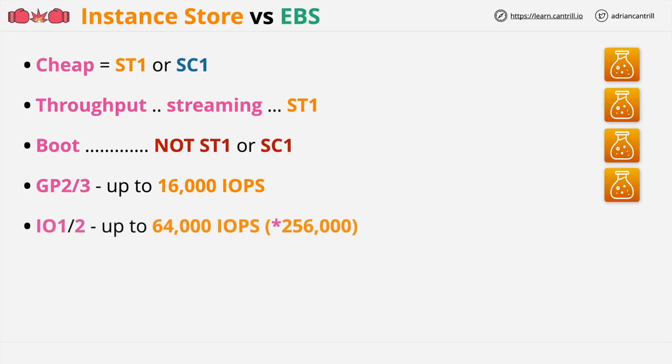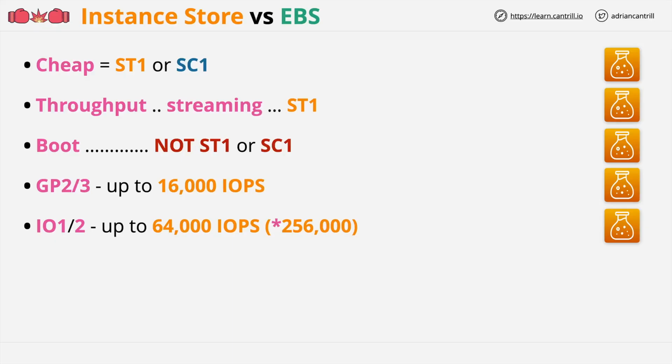Now, IO1 and IO2 can deliver up to 64,000 IOPS. So if you need between 16,000 IOPS and 64,000 IOPS on a volume, then you need to pick IO1 or IO2. Now, I've included the asterisks here because there is a new type of volume known as IO2 Block Express, and this can deliver up to 256,000 IOPS per volume. But of course, you need to keep in mind that these high levels of performance will only be possible if you're using the larger instance types.